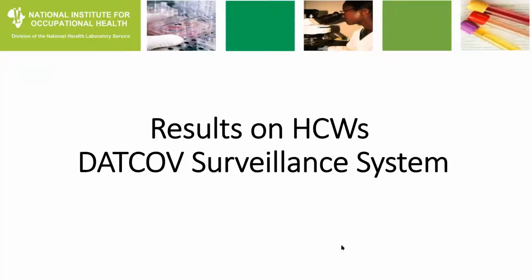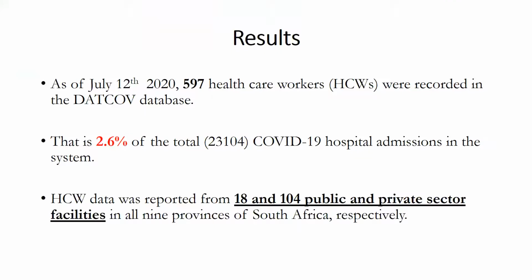All right, I'll just give a brief summary of results on what we have been observing on healthcare workers that are recorded in the DATCOV surveillance system. So, as of July 12th, there are about 597 healthcare workers that have been recorded in the DATCOV database system. That is 2.6% of the total COVID-19 hospital admissions that are recorded in the DATCOV database system. So the information on healthcare workers has been reported from 122 facilities across all 9 provinces of the country, 18 of which are public sector facilities and 104 are private sector facilities.